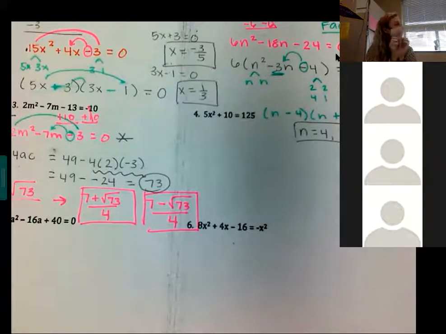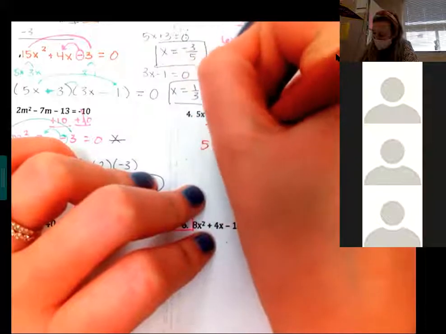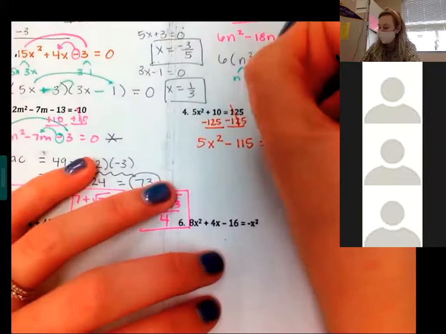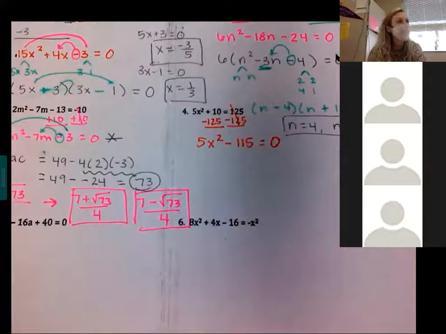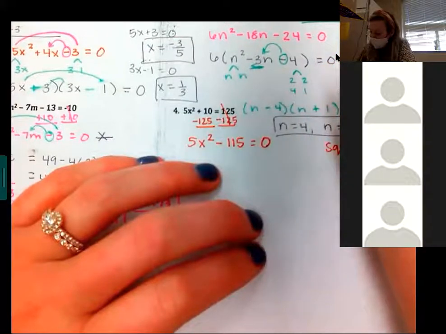These are the best because if you set number 4 equal to 0, what do we got, y'all? 5x squared minus 115 equals 0. What kind of quadratic is this? It's a binomial. What's missing? The b. So this is going to be what method? Square root method. These are the easiest ones.